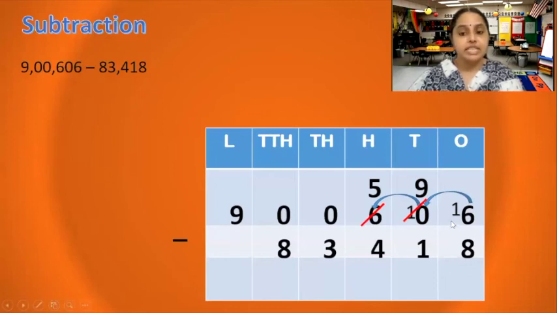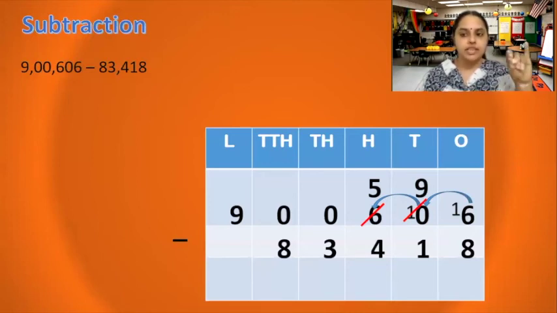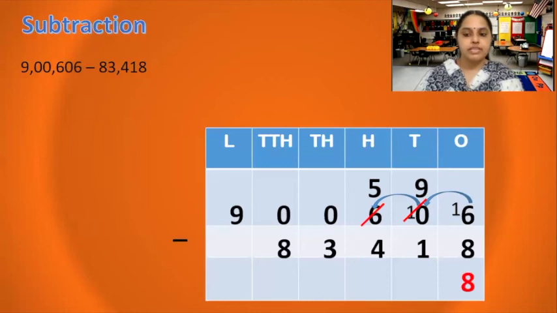We have 16. So from 16 can we subtract 8? Yes, we can subtract 8. So after 8, everyone start counting till 16. After 8: 9, 10, 11, 12, 13, 14, 15, 16. How many fingers? 8 fingers. Alright. So 16 minus 8 is 8.